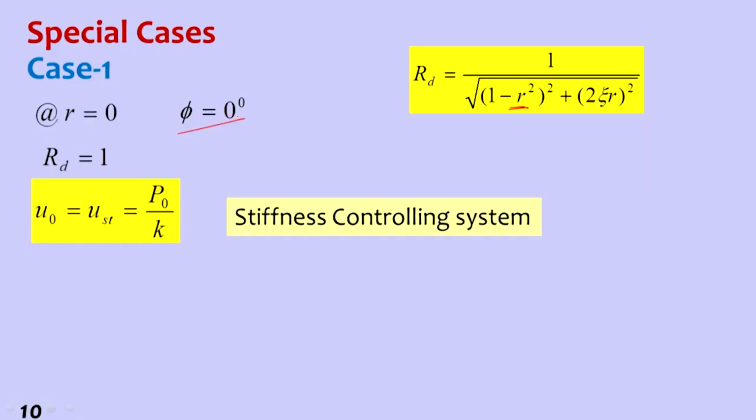Now if we substitute this value, Rd is equal to 1. Rd means U0 by Ust, if it is equal to 1, then it gives us U0 is equal to Ust, that is P naught by K. So P naught is the amplitude of the externally applied force, and K is the stiffness. So when R is equal to 0 or nearly 0, vibration is controlled by stiffness. That means it is a stiffness controlling system.